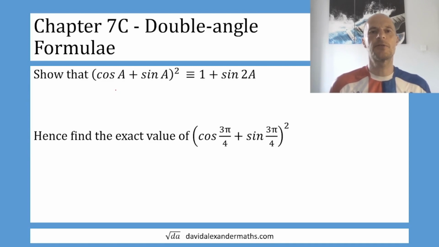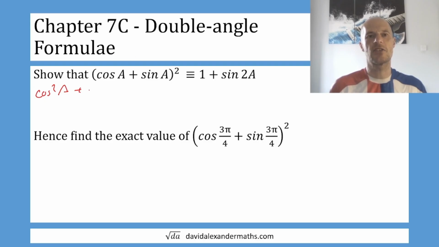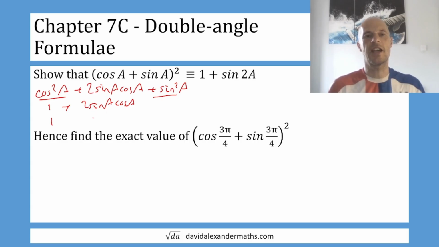Okay, so here's a proof style question. Show that cos A plus sine A all squared is always the same as 1 plus sine 2A. Let's just expand these brackets. That's going to be cos squared A plus sine A cos A plus another sine A cos A, so plus 2 sine A cos A, plus sine A times sine A, sine squared A. So cos squared A plus sine squared A is 1. So 1 plus 2 sine A cos A, and hopefully we remember that the sine of 2A is 2 sine A cos A, so that's 1 plus sine 2A, which is exactly the same as the right hand side.